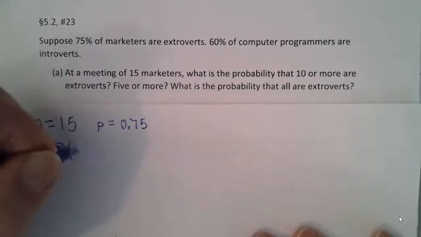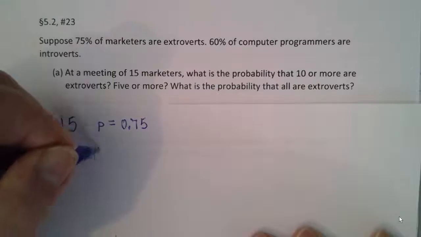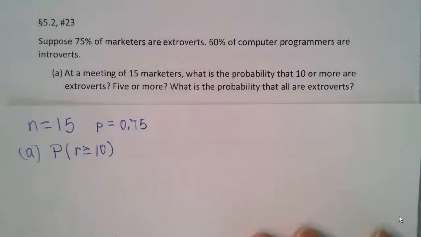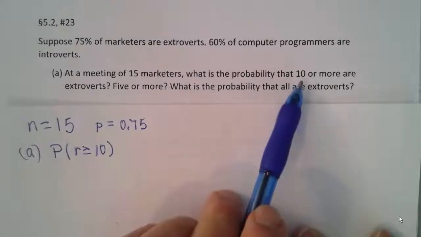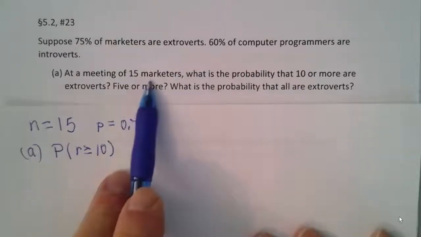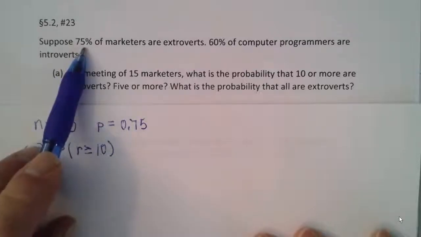So for part A, we're first asked this question: what is the probability that out of the 15, 10 or more are extroverts? Now, of course, I've set this up as if success is being an extrovert here, and it's just natural to do because that is the probability that I was given.